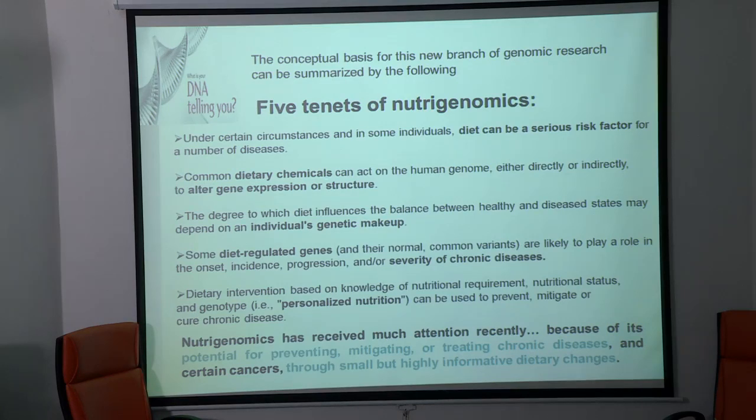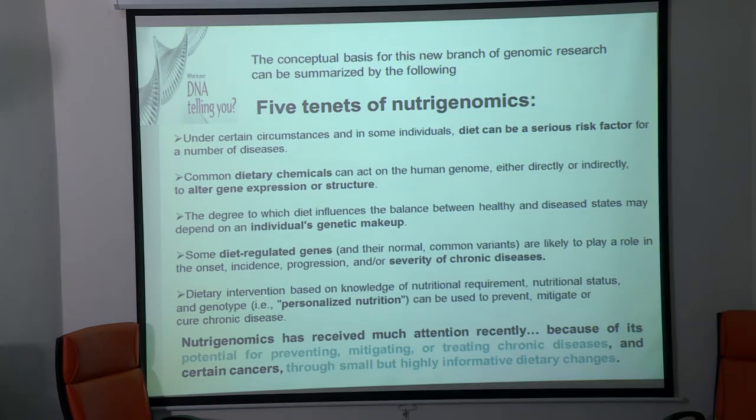Then common dietary chemicals can act on human genome directly or indirectly and alter the expression or the structure of the gene. Another fact which is also clear is that degree to which the diet influences the balance between healthy as well as disease state depends upon what kind of genome or genetic makeup does the individual have. So if you come down, everything is individual based, right? Some diet regulated genes are likely to play a role on the onset or progression or the severity of chronic diseases.